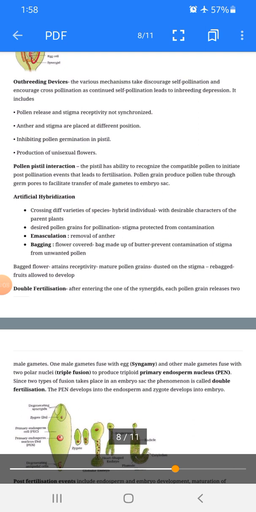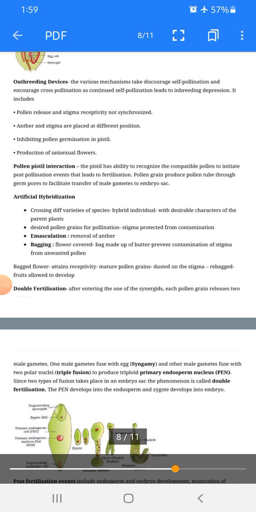Then emasculation, the removal of anthers. Bagging: the flower is covered with a bag made of butter paper to prevent contamination of the stigma from unwanted pollen. When the bagged flower attains receptivity, mature pollen grains are dusted on the stigma, the flowers are rebagged, and the fruits are allowed to develop.